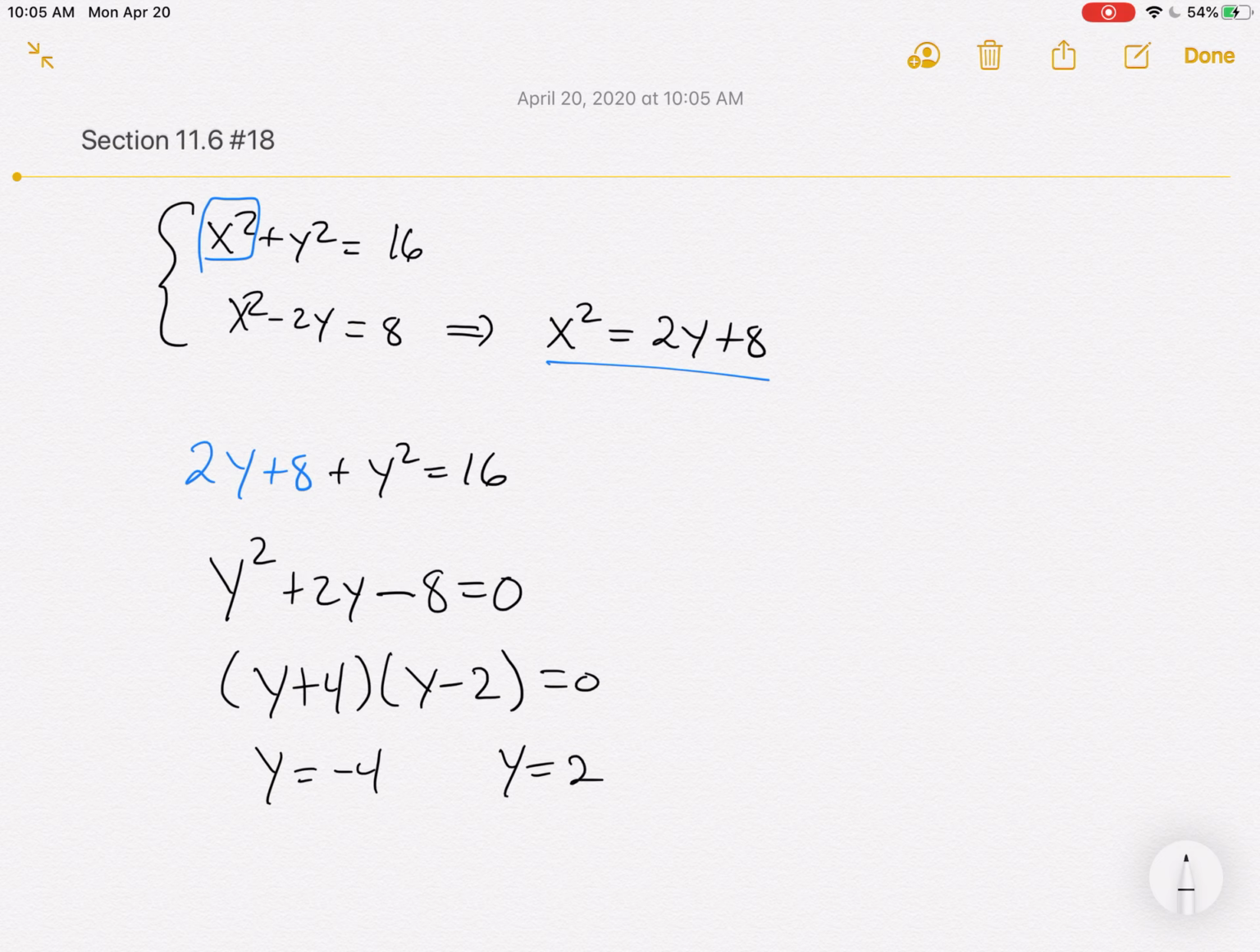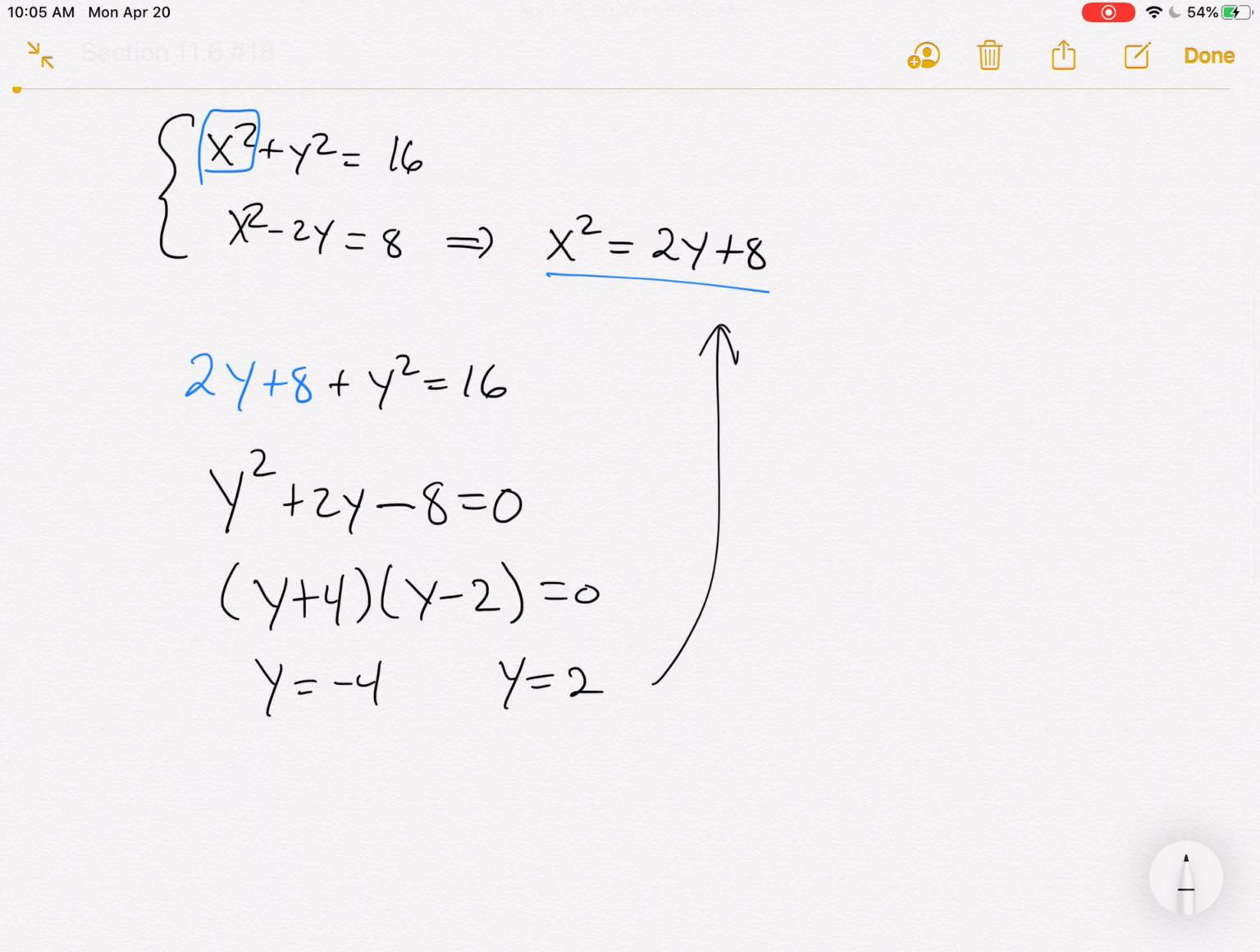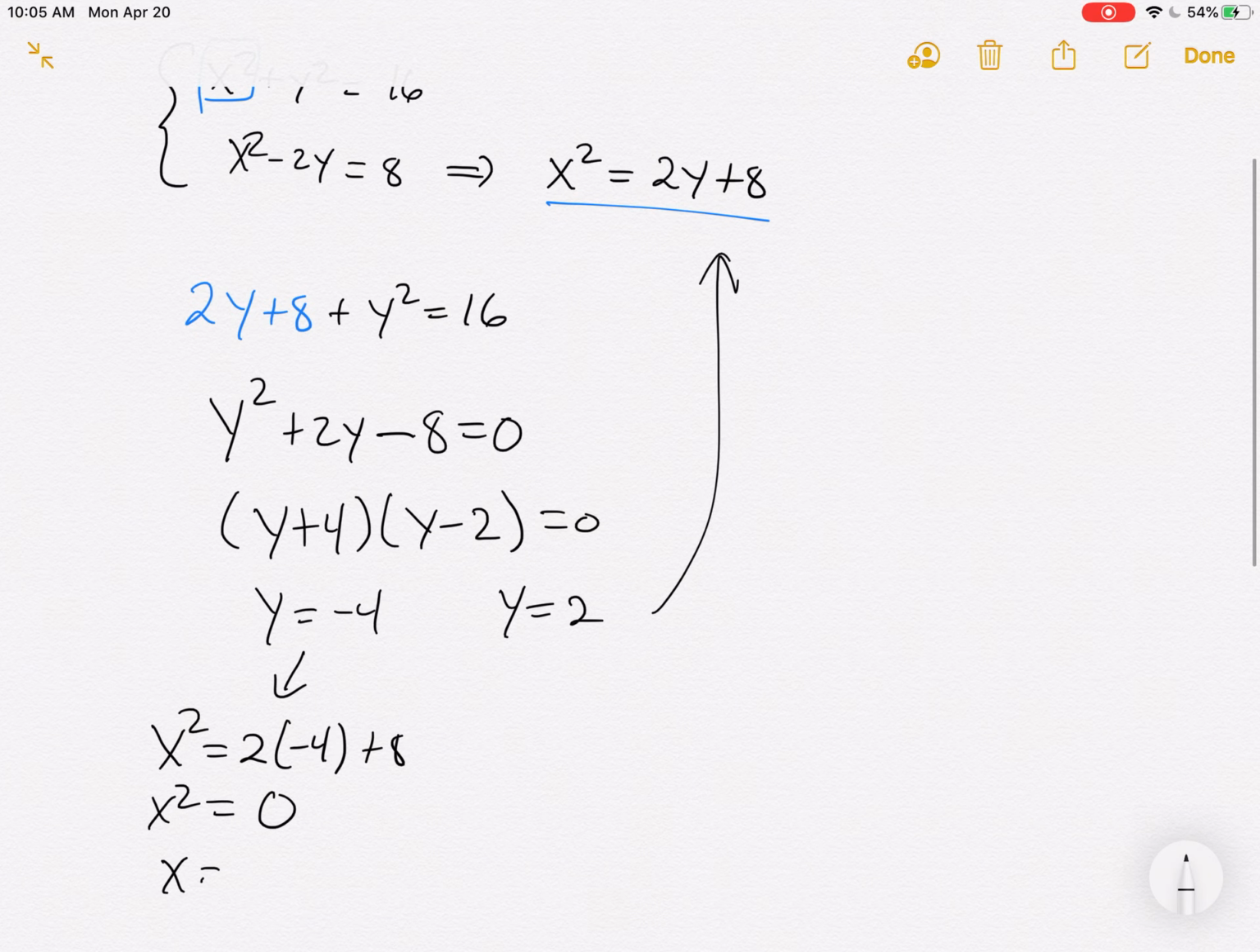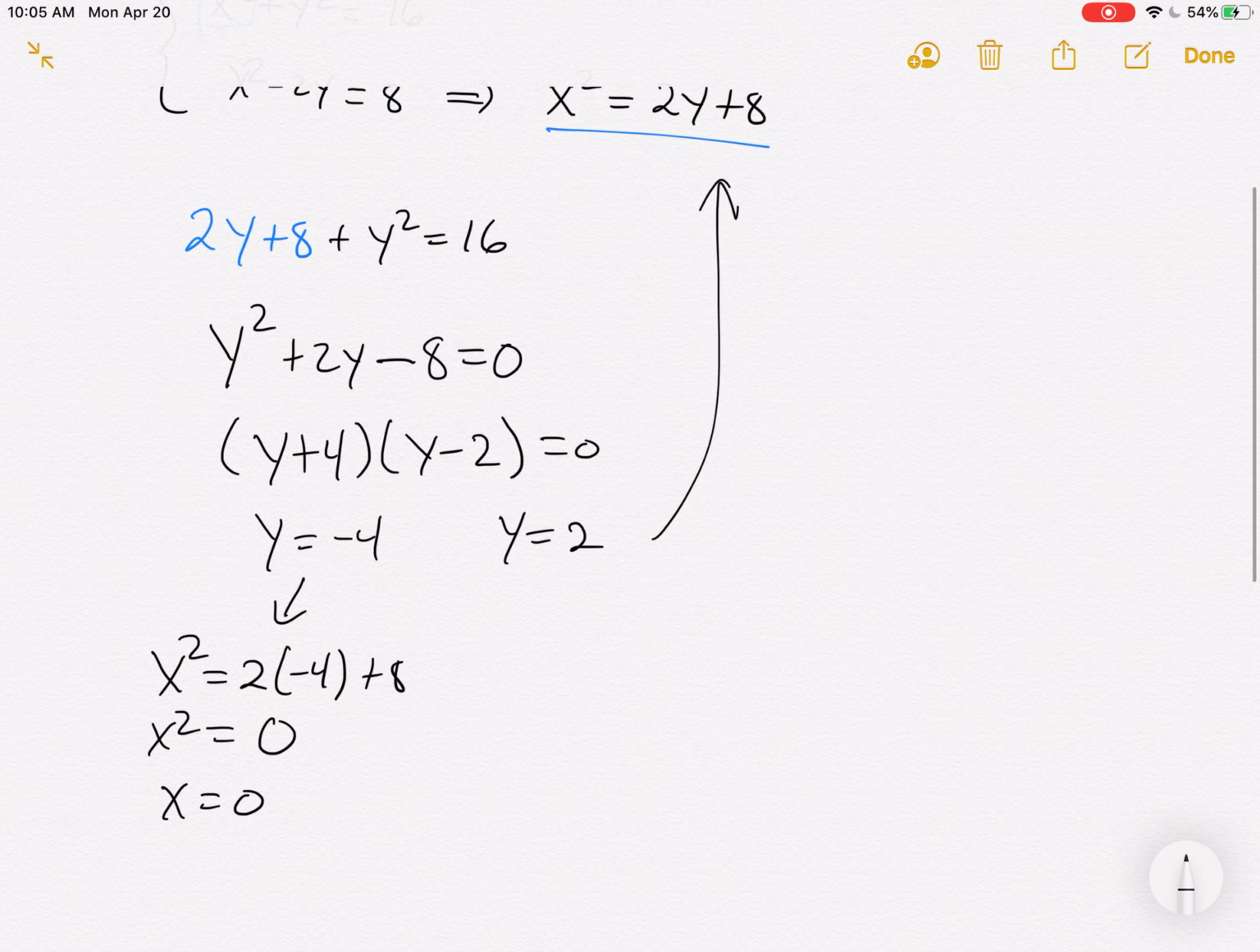Now we're going to go find our x's. How are we going to find our x's? Take a look right up here at the blue underlined. We're going to use that number 2 guy. That's going to be the fastest way. So let's look at y equals -4. Then we'd have x squared is equal to 2 times -4 plus 8, or 0. Well, we know what that is. That's just a single number, 0. So we get one solution out of that, 0, -4.